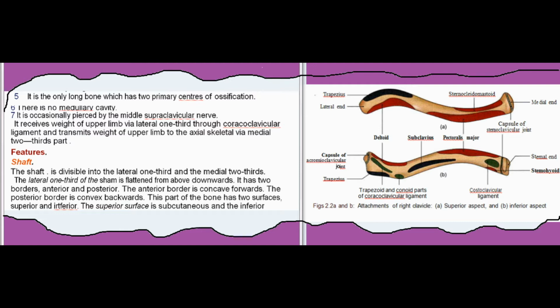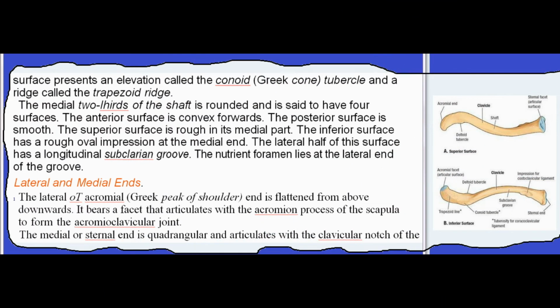Features. Shaft. The shaft is divisible into the lateral 1/3 and the medial 2/3. The lateral 1/3 of the shaft is flattened from above downwards. It has two borders, anterior and posterior. The anterior border is concave forwards. The posterior border is convex backwards. This part of the bone has two surfaces, superior and inferior. The superior surface is subcutaneous and the inferior surface presents an elevation called the conoid, Greek cone, tubercle, and a ridge called the trapezoid ridge.